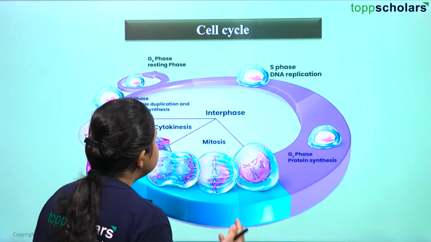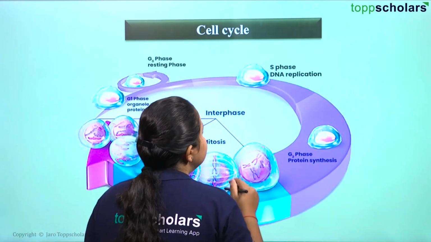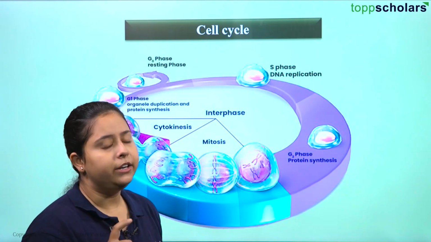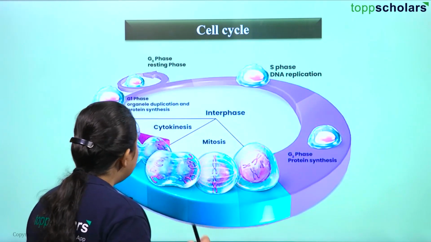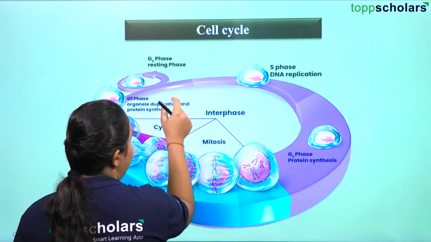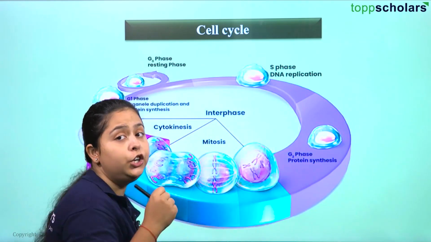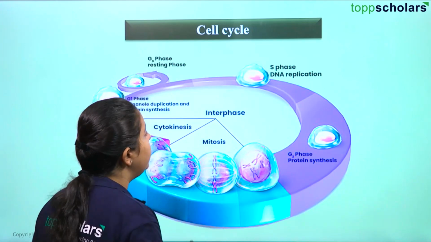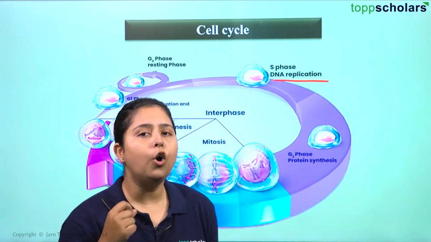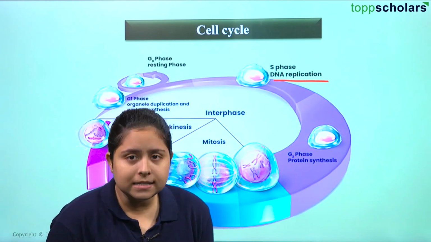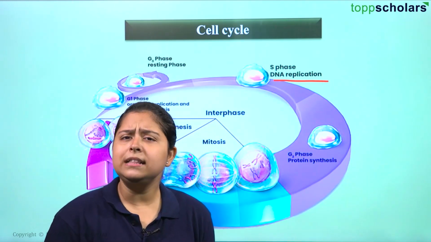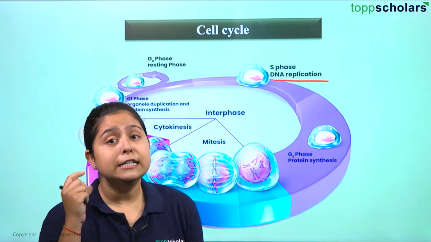First of all, you need to understand that this G letter is used for the word gap. So basically, we have G1 phase and then we have G2 phase, right? In between, we have S phase. Over here, the letter S stands for the word synthesis. Now, what is being synthesized? Yes, it is the DNA.